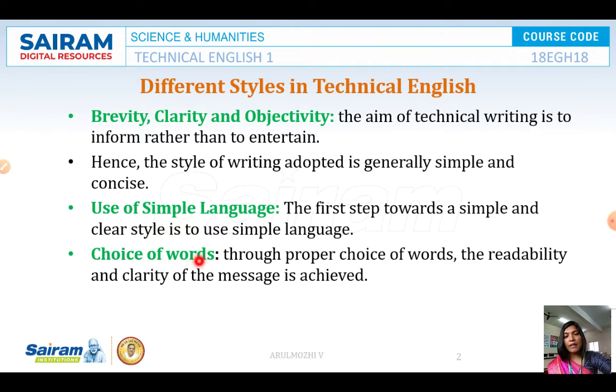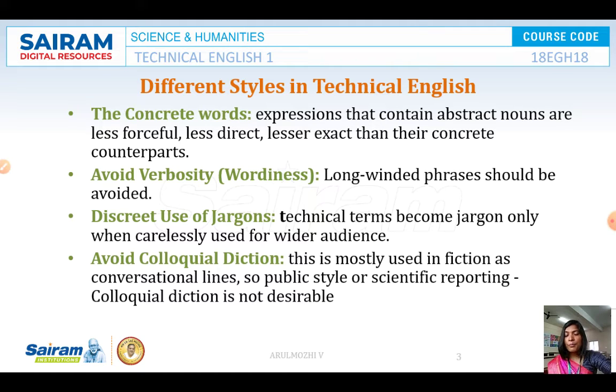The choice of word, of course: when you go for simple language, go for simple words. Through proper choice of word, readability and clarity, the message is achieved and is received by the audience as it is said. So the choice of word should not be very complicated. If it is complicated, sometimes it may lead to misconception. But if the message is very clear and very simple, it can be understood by the audience very easily. So you should go for simple language and simple word choice.